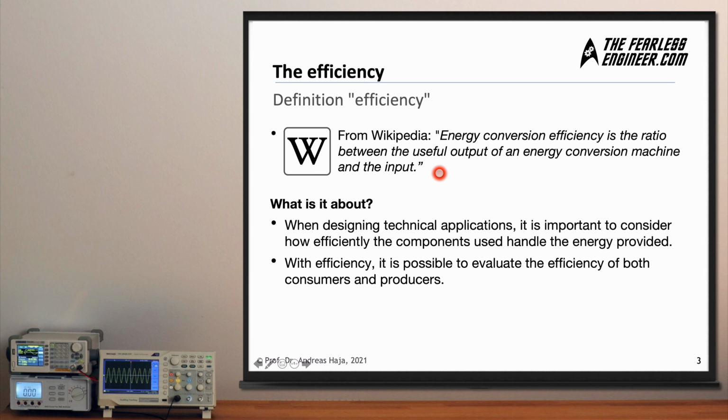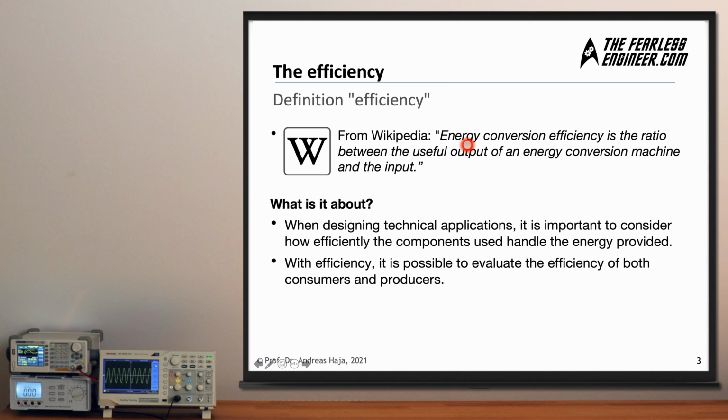Now, before we start, let's look at a broad definition of this concept of energy conversion efficiency. Let's say, for example, taken from Wikipedia. It says there that energy conversion efficiency is the ratio between the useful output of an energy conversion machine and the input. So an energy conversion machine can be, let's say, an electric motor. This can also be a battery. This can be a power plant. It also can be, let's say, a resistor or any other device which you might find in electrical circuits.